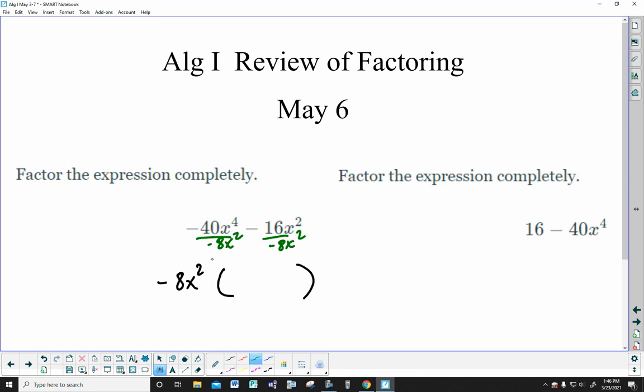So the two negatives make a positive. The 8 and the 40 cancel and leave you 5. X to the fourth over x squared is x squared. Two negatives make a positive. 8 and 16 leave you a 2, and the x squareds are gone. So that's your answer. Okay?